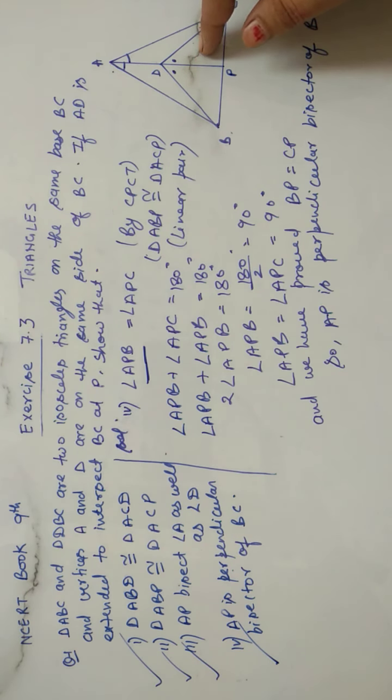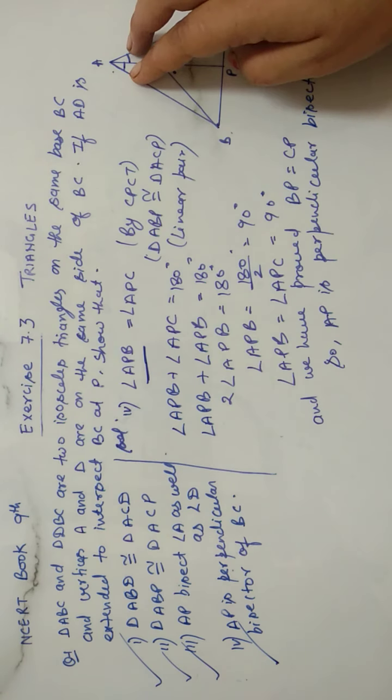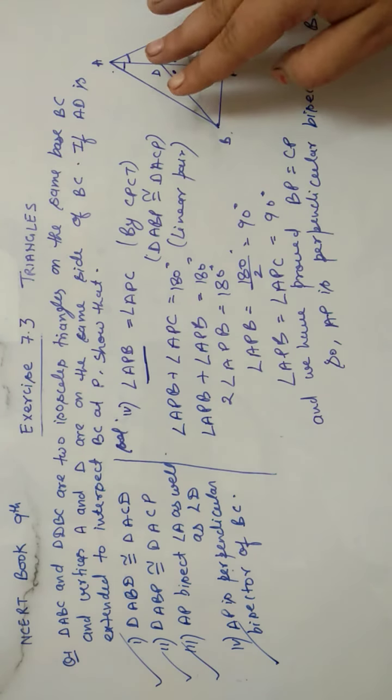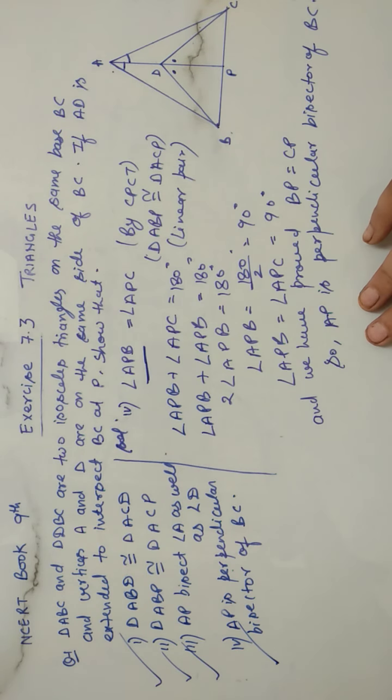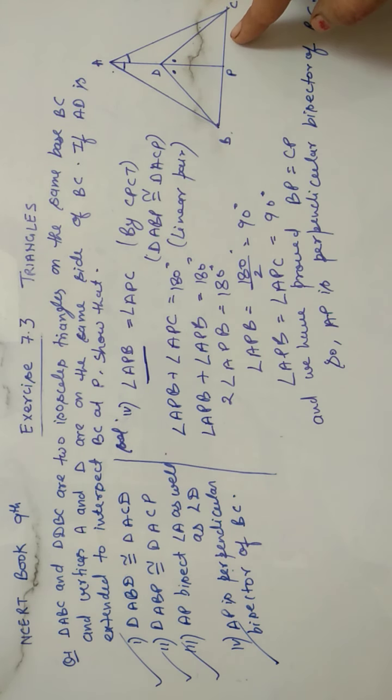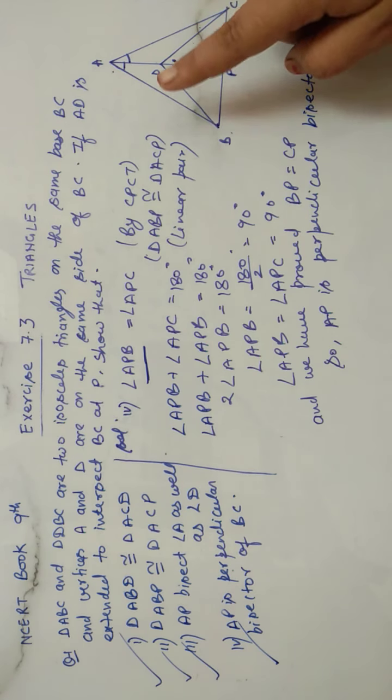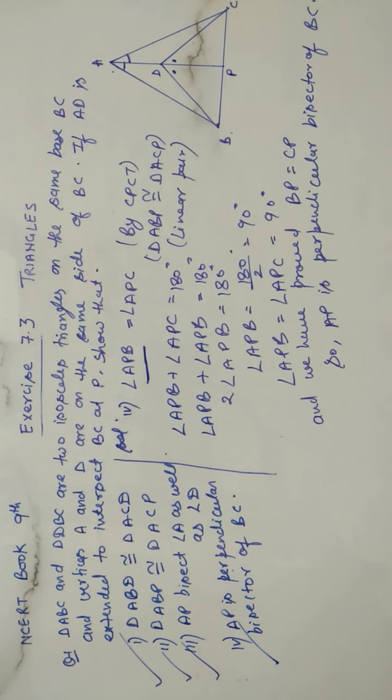If these two triangles are congruent, then remaining parts are equal. So these are equal, these two are equal, it means AP is bisecting both. And for the fourth one, we know these two are equal by CPCT. Which ones? These two. Now we prove that the sum of these two is 180, so each is 90. So it is the perpendicular bisector.